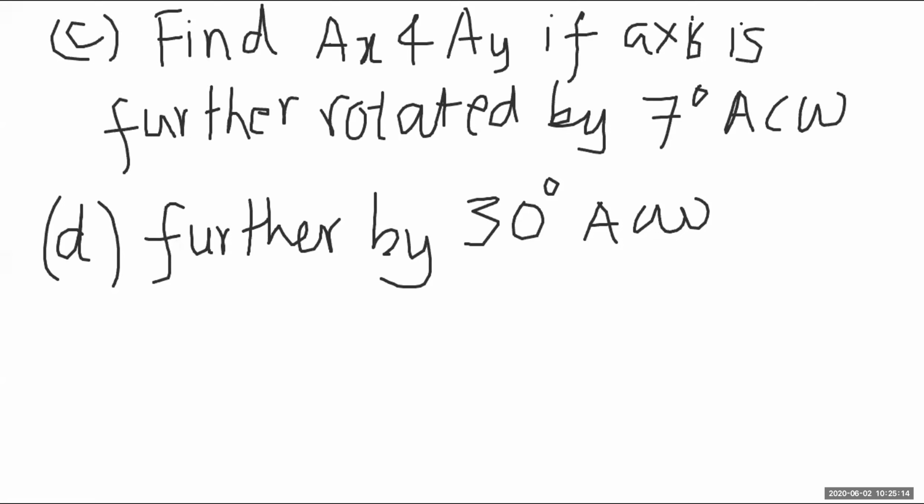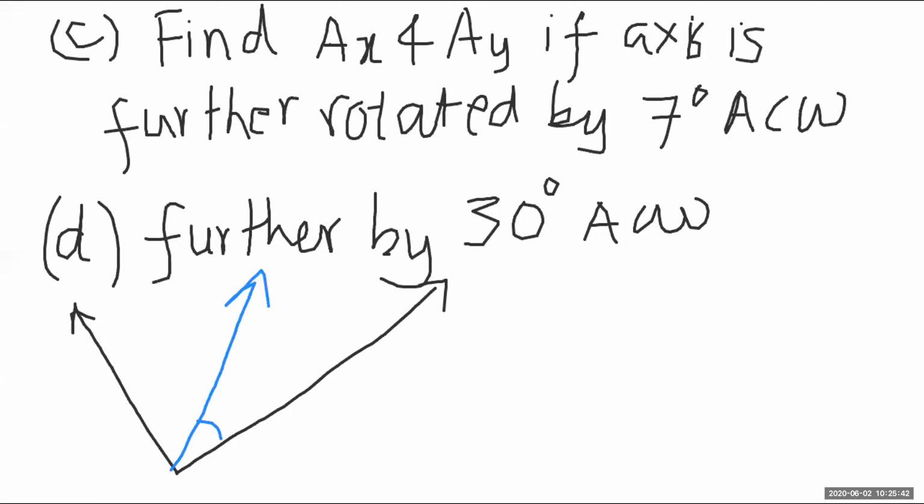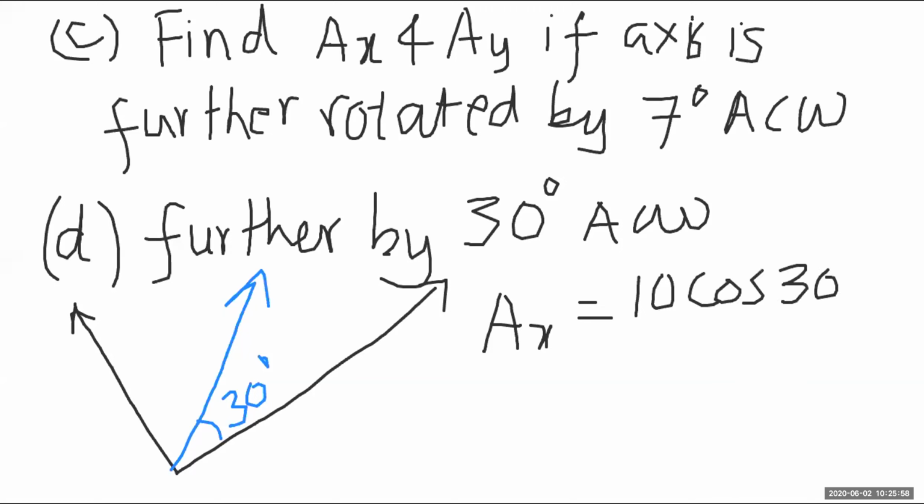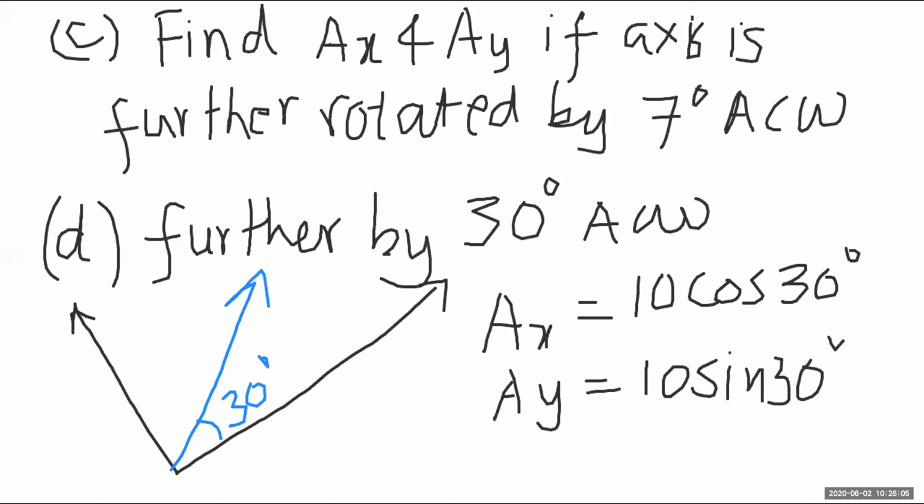Okay, so let me show you. Further by 30 degrees would mean that my y-axis is now here and the x-axis is now somewhere here, and the angle between the vector and the x-axis is now 30 degrees. So ax is equal to 10 cos 30 degrees and ay is equal to 10 sin 30 degrees. This is equal to 5√3 and this is equal to 5.